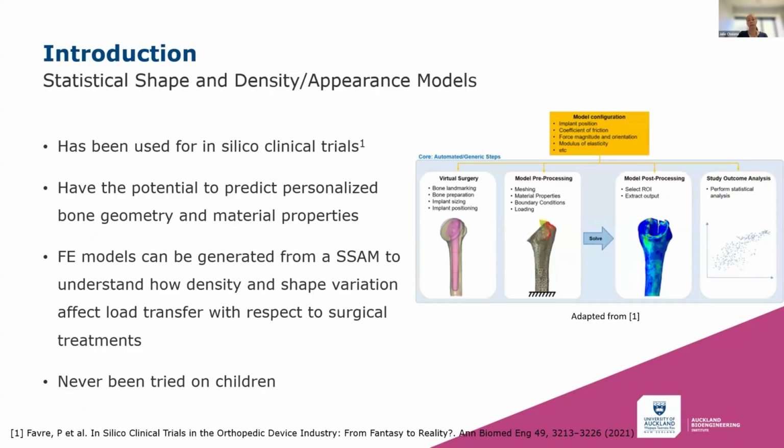Well, people have developed in recent years statistical shape and density, or appearance, models. And this has been used for in silico clinical trials because you can see the variation of shape and bone mineral density in a population. So you can test your implants on a wide range of the population. But they also have the potential to predict personalized bone geometry and material properties. And so FE models can be generated from these statistical shape and density models to understand how density and shape variation affect load transfer with respect to surgical treatments.